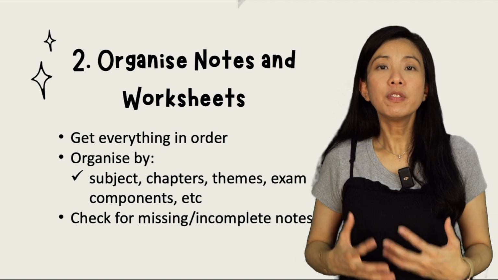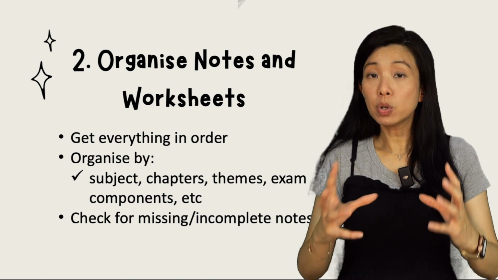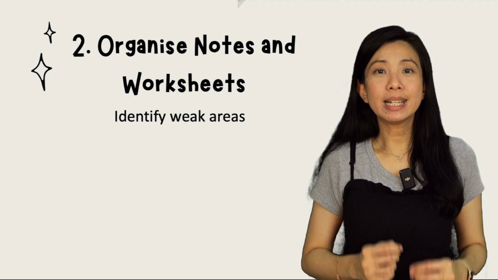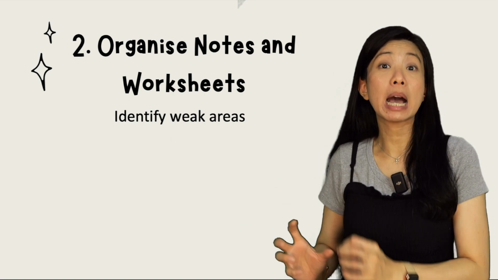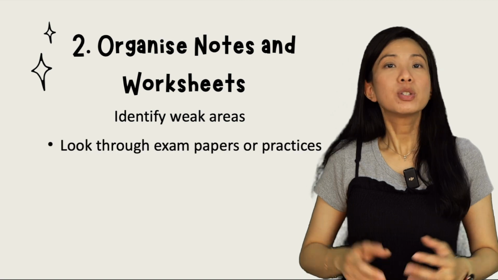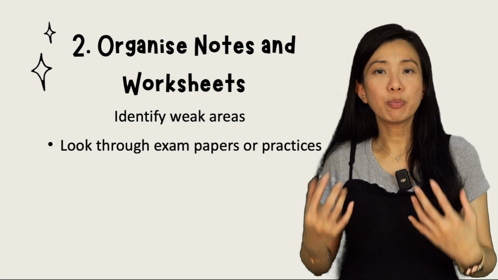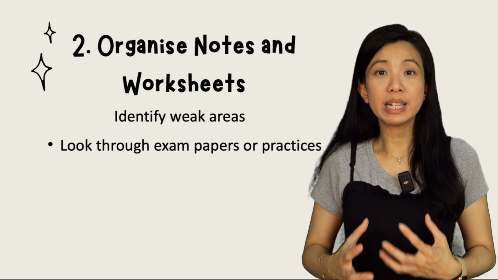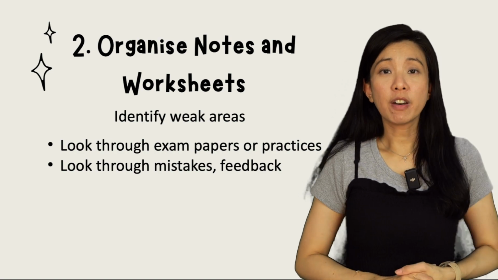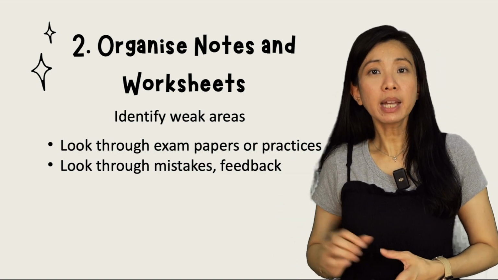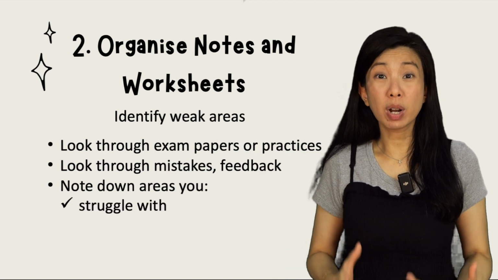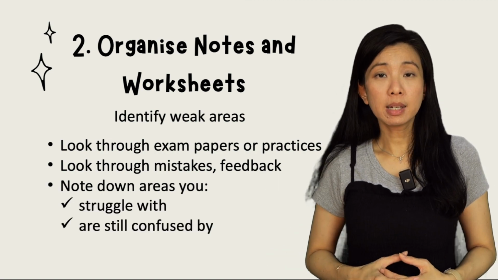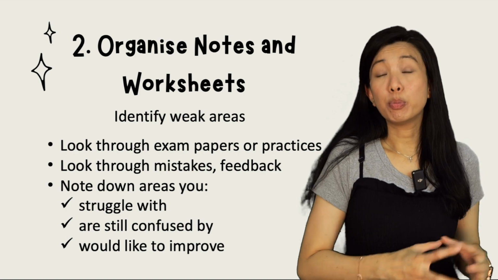When you've gotten all of that sorted, what you need to do is look through your notes and worksheets and try to identify your weak areas, because these will be the areas that you're going to spend more time on when you're revising. So look through all your exam papers, any practices or worksheets that you have already done. Look through the mistakes that you have made. Take note of any feedback that's been given to you already. And then start noting down all the areas that you still struggle with or are still confused by, or maybe the areas that you would like to improve on.